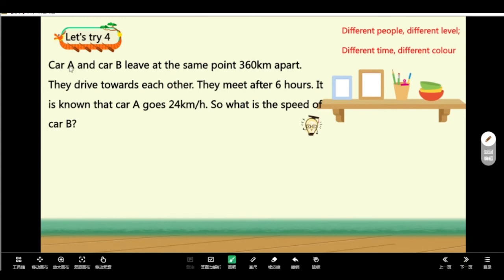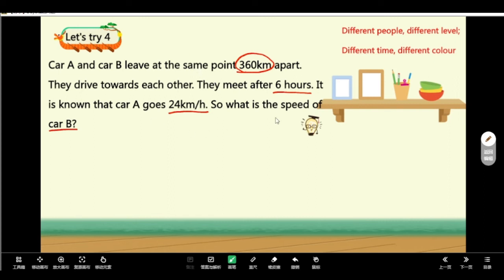Car A and car B live at the same point 360 km apart. Wow, quite far away. They drive towards each other. They meet after 6 hours. It is known that car A goes 24 km per hour. So what is the speed of car B?